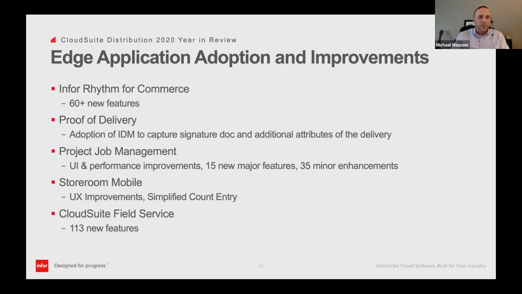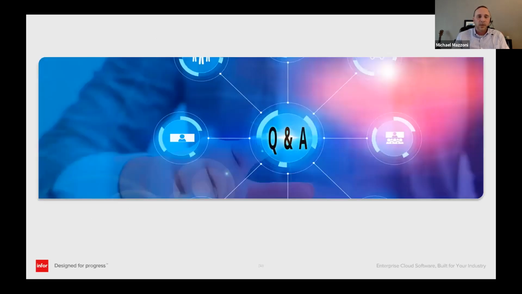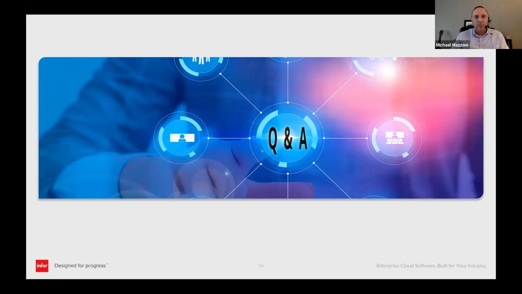And then from a CloudSuite field service perspective, we continue to see a lot of momentum here with regards to distributors expanding their offering or increasing the level of service or rentals capabilities that they provide their customers. And so again, another push this year, over 113 new features added to CloudSuite field service, and we continue forward there. So again, I'll take another pause here before I pass the baton to Brandon to talk about distribution analytics.